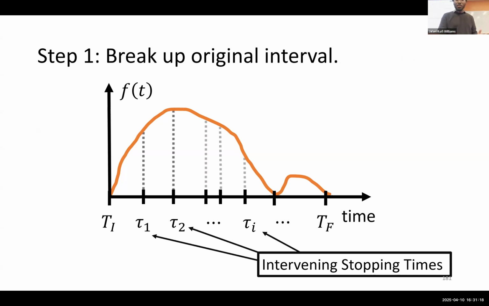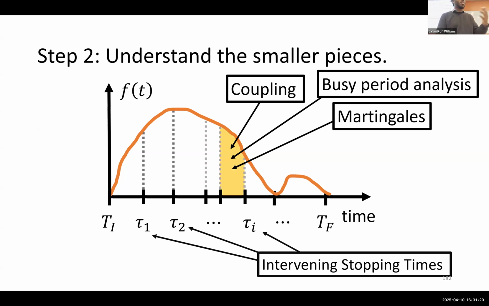You define these intervening stopping times, possibly a random number of them, and once you've chopped up time and constrained your state space to lie in some kind of nice region, you use coupling or busy period analysis or martingales or anything you want to figure out the expected length of one of these slices. At times we even use MIST again to recursively analyze one of these slices.